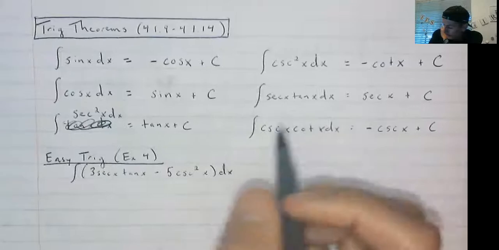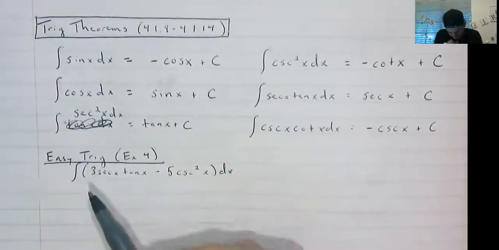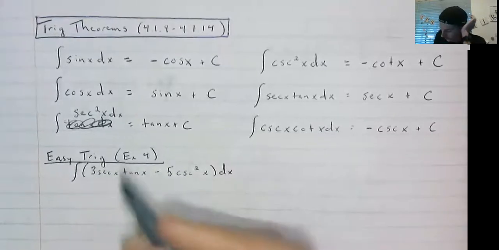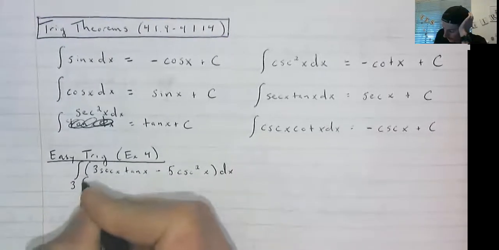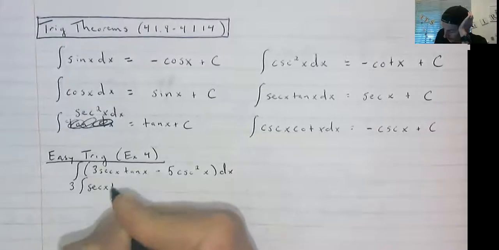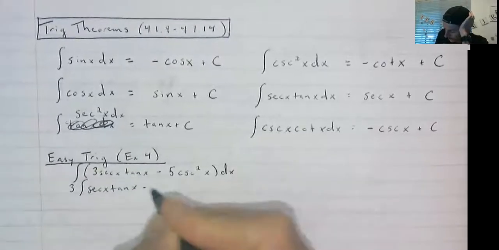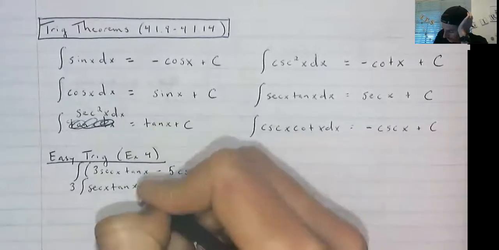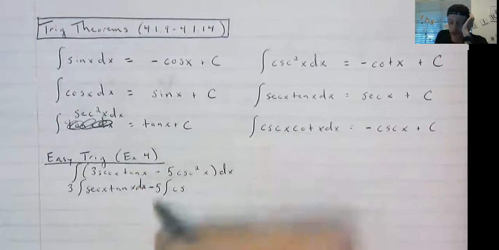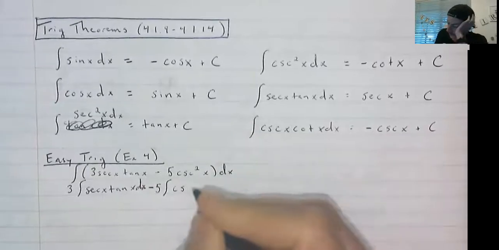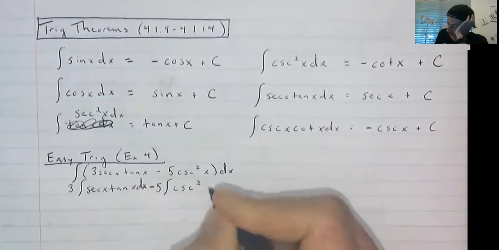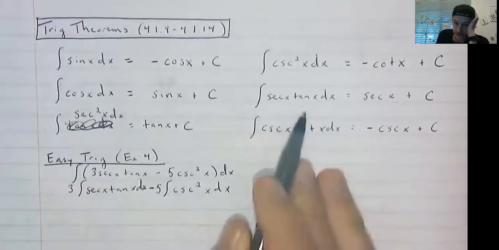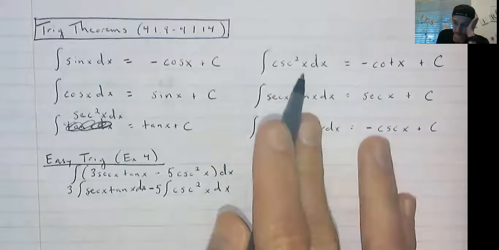I will break this down just a little bit, so you can see that this is going to be 3 times the antiderivative of the secant tangent minus 5 times the antiderivative of the cosecant. Oh, sorry, there's a dx in here. Can't forget the dx. Cosecant squared dx. And now, that's the left side of this guy, and that's the left side of this guy.